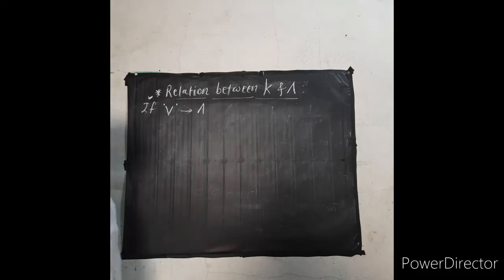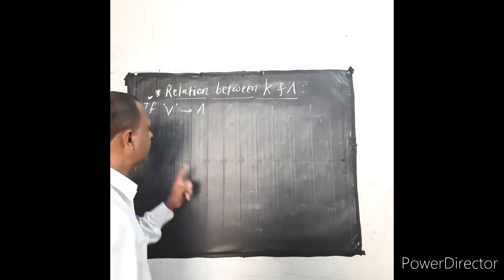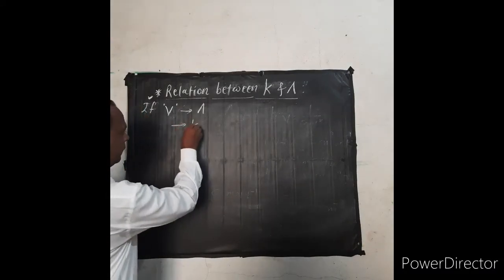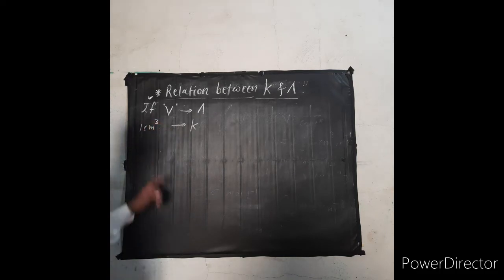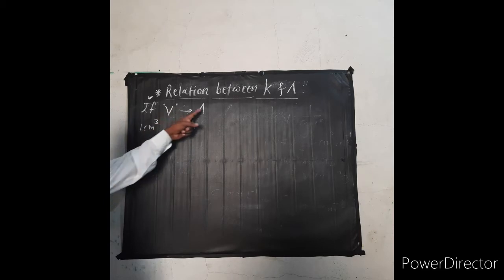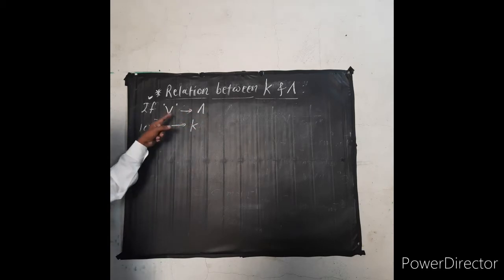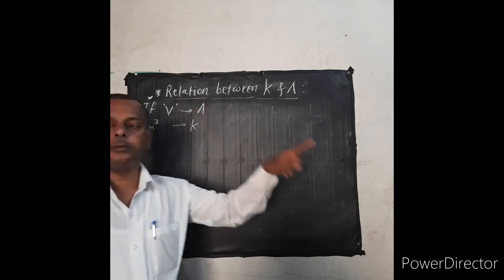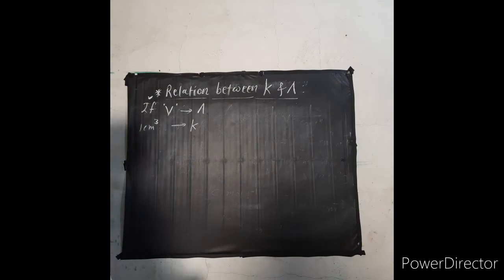Each 1 centimeter cube portion in the volume V has conductance K. So, for each 1 centimeter cube portion of the volume V, what is the electrical conductance? K. And this conductance lambda is considered for the 1 mole of dissolved electrolyte in that solution.